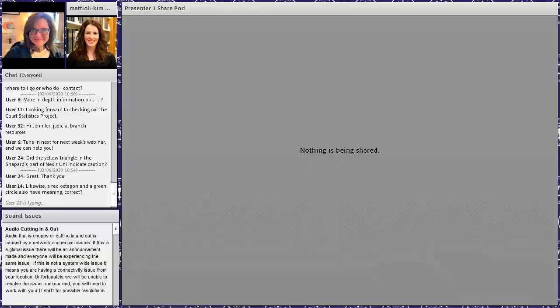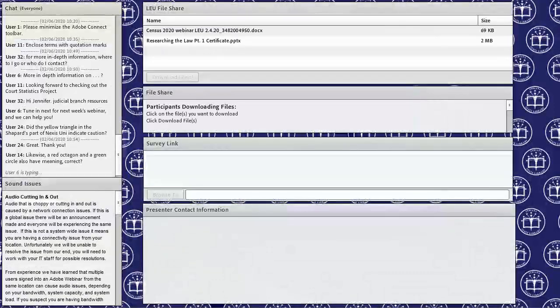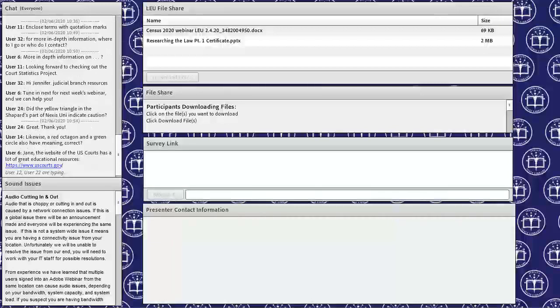You're welcome. Okay. Likewise, a red octagon and a green circle also have meaning, correct? Yes, so the red one means bad. The green one, it's usually like a plus sign, and it means that these are cases that have followed this particular case. So if you wanted to find other cases that were also establishing the same type of precedent, then you could click on the positive button and then find other cases that way. So yes.